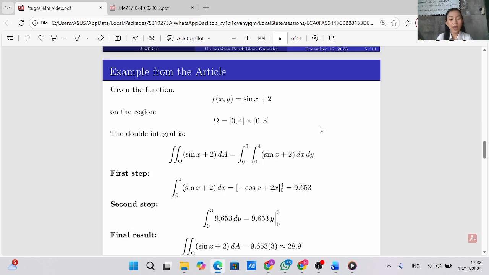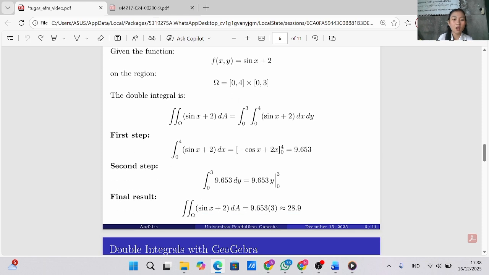Now let's look at an example from the article. The function is f(x, y) equal to sin x plus 2 on the region omega equal to [0, 4] times [0, 3]. Then the double integral over omega of sin x plus 2 dA equals the integral from 0 to 3 and integral from 0 to 4 of sin x plus 2 dx dy.